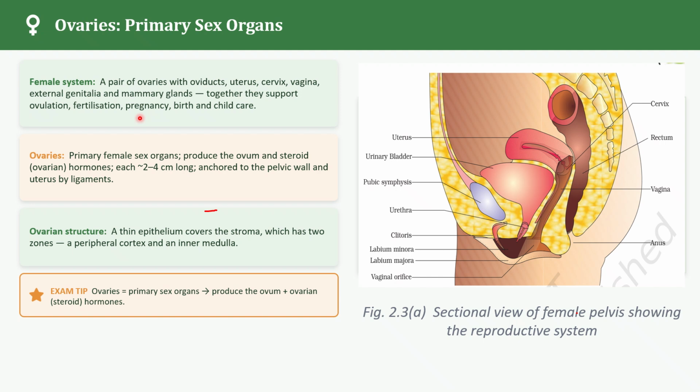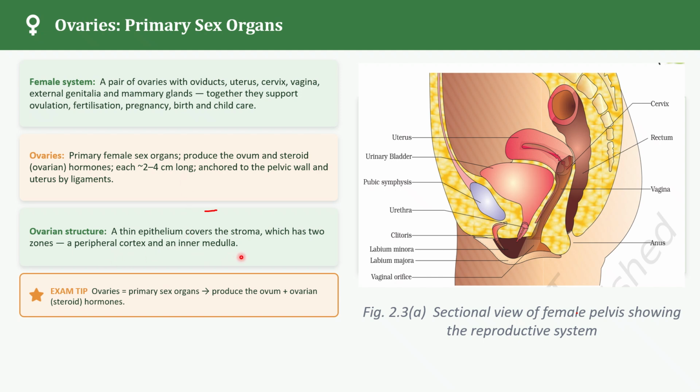The ovaries are the primary female sex organs. So the ovaries are the primary female reproductive organs. How much does each measure? It measures approximately 2 to 4 centimeter in length and is attached to the pelvic wall and uterus by ligaments. Each ovary is covered by a thin layer of epithelium. Inside is the ovarian stroma, which is divided into outer cortex and the inner medulla.